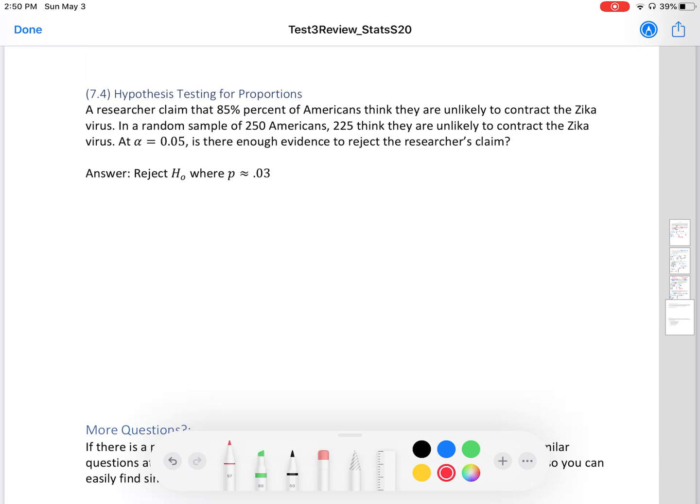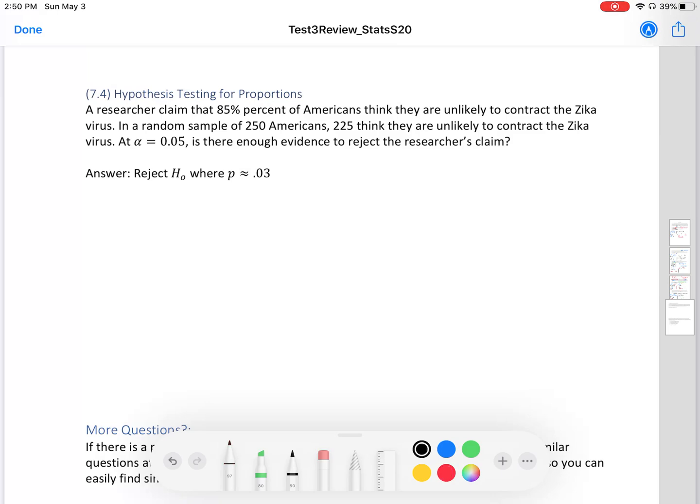Seven point four, our question reads, a researcher claims that 85% of Americans think they are unlikely to contract the Zika virus. In a random sample of 250 Americans, 225 think they are unlikely to contract the Zika virus. At a 0.05, is there enough evidence to reject the researcher's claim?